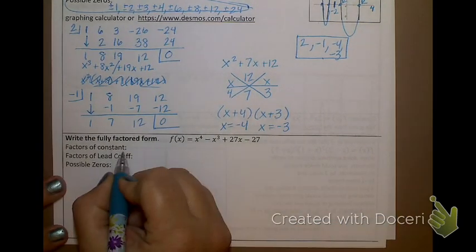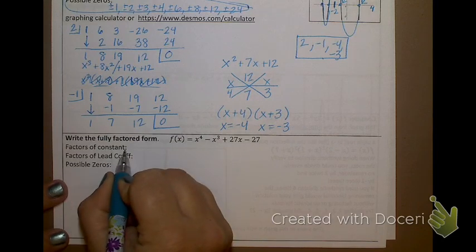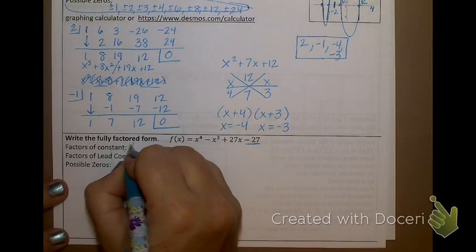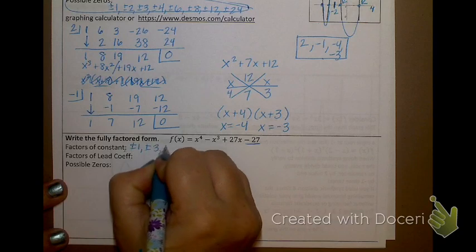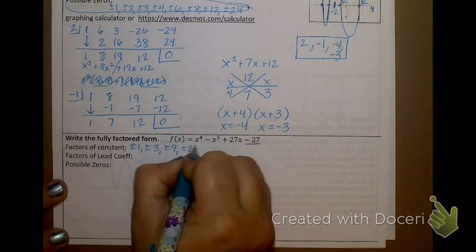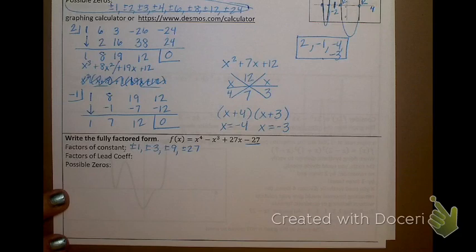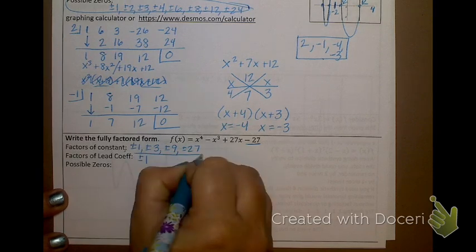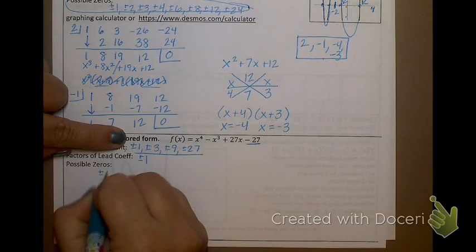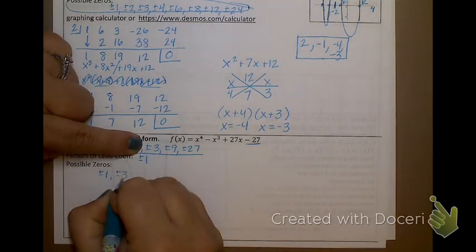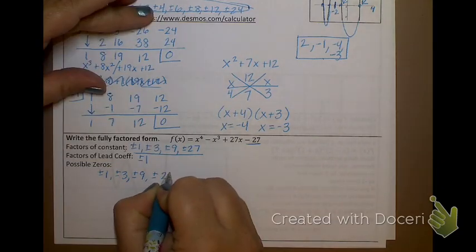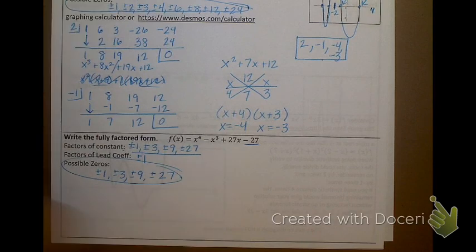So let's come up with our list of possibilities, starting off by the factors of the constant. What's my constant? 27. Plus or minus 1, 3, 9, 27. Right? What about the leading coefficient? 1. Is still just 1. So if I set up my fractions, 1 over 1 is 1. 3 over 1 is 3. 9 over 1 is 9. And 27 over 1 is 27. So the possible zeros are in that set of 8 numbers.